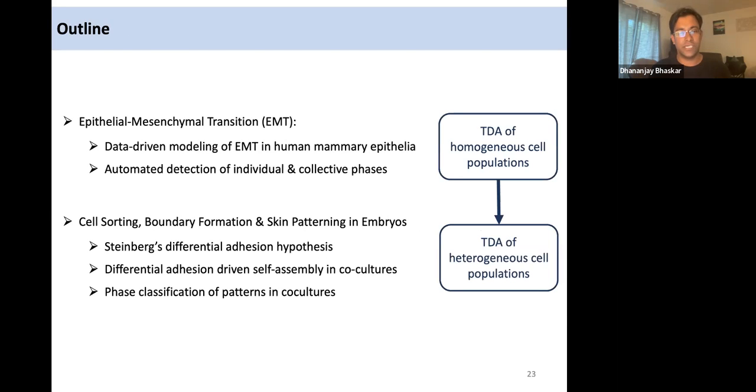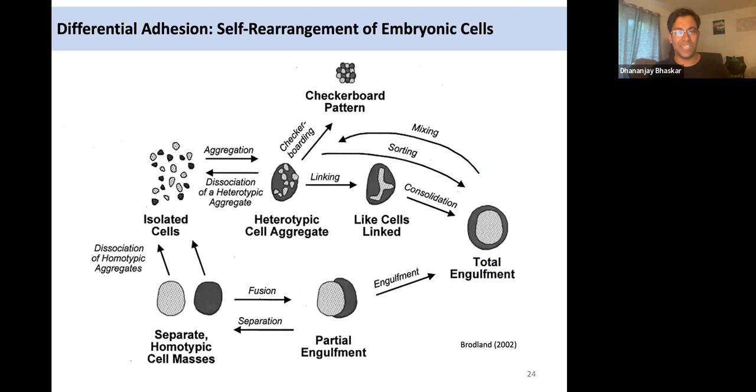So to address the first limitation, we now jump to developmental biology. In development, it's quite well known that if you have two different cell types, and here we are talking about embryonic cells, and you mix them up, then over time they will automatically configure themselves in one of several ways. They can form a checkerboarding pattern.